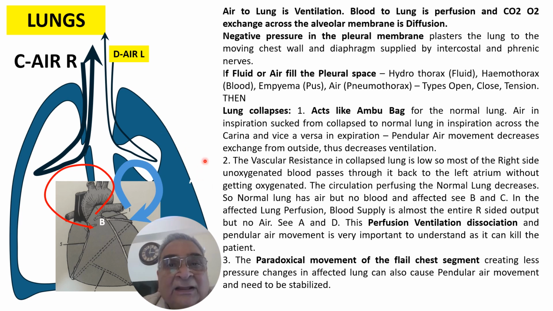So these are the three things that will happen with either the collapsed lung or with a flail chest segment, and therefore a collapsed lung by an intrapleural space occupying lesion is dealt with by intercostal drainage, and a flail chest segment is treated by immediate stabilization. Both are emergency conditions and pathologies of perfusion, ventilation, and diffusion on which our life depends.